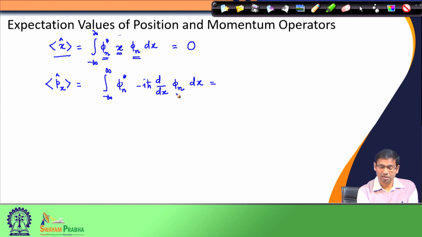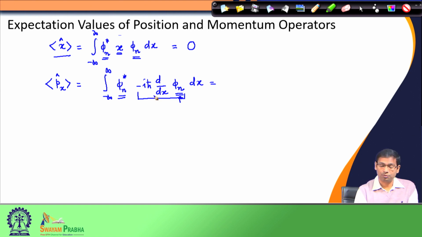Here again phi n star has definite parity. If phi n is an even function, the first derivative of this function is going to be odd, and since phi n is even, phi n star is also going to be even. So phi n star is an even function, phi n is even, but differentiation of phi n with respect to x gives an odd function if phi n is even. Therefore, together I have an odd function.